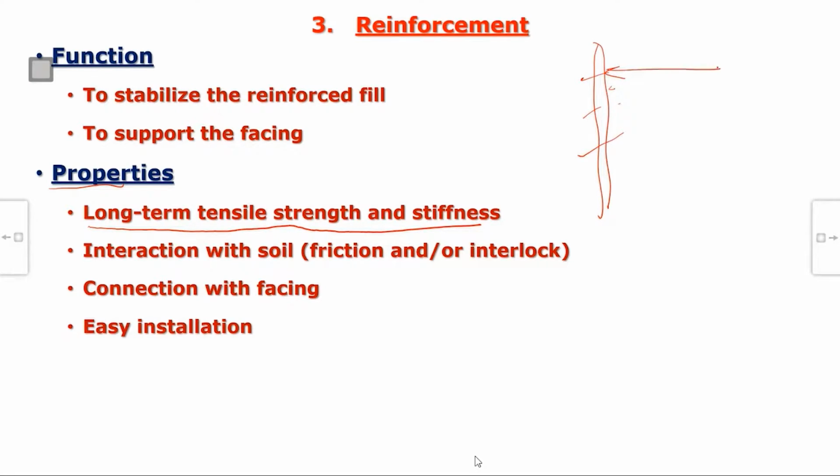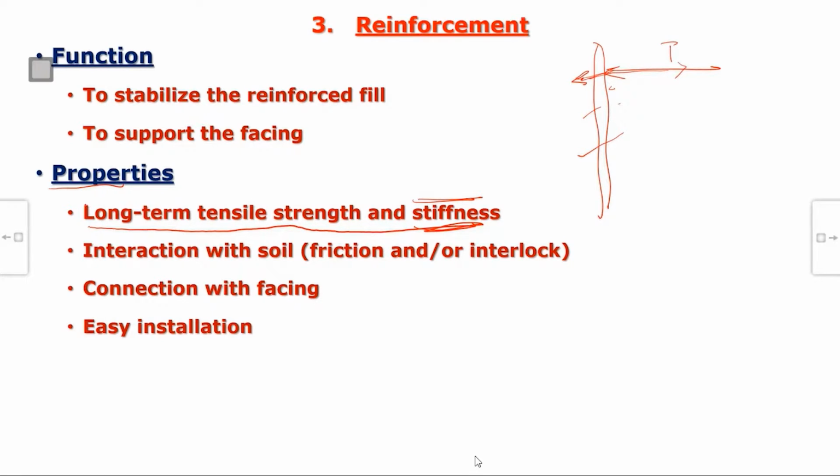Let us say I have taken reinforcement and it is taking force T. Now, if this T is less, what will happen? There will be yielding, and if it yields, then the wall will start leaning. So I don't want that. Therefore, they have high stiffness, and good tensile strength also.